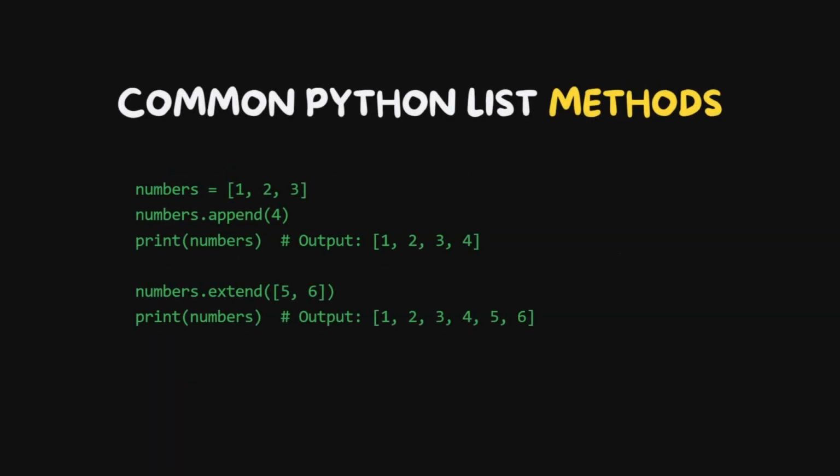First, append adds a single element to the end of the list. Here the list is 1, 2, 3, and when we use the append function, numbers.append(4), it results in an output like this: 1, 2, 3 and 4. The extend function will add multiple elements to the end of the list. Like this, a list of 5, 6, which adds both 5 and 6 to the list. So the output will be 1, 2, 3, 4, then it will print 5 and 6.